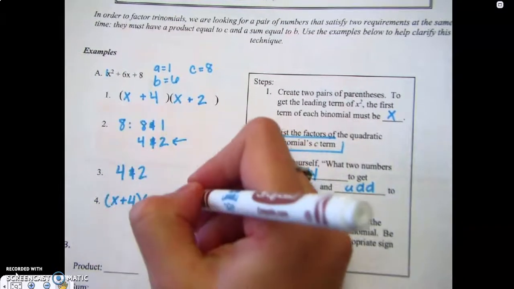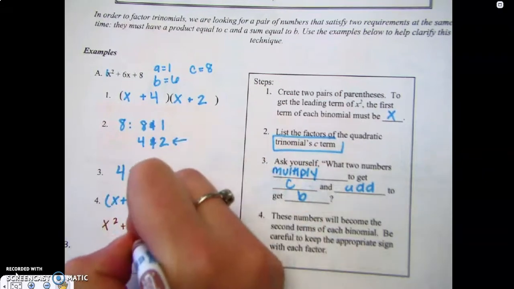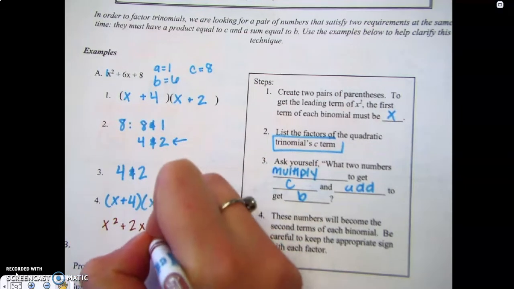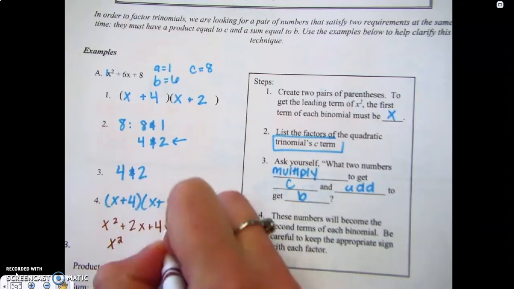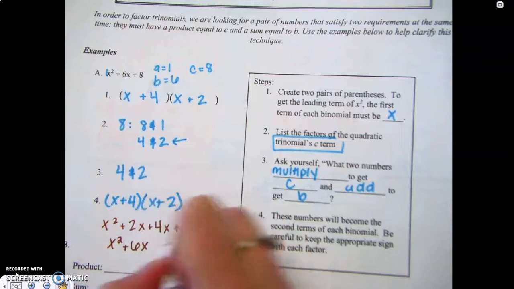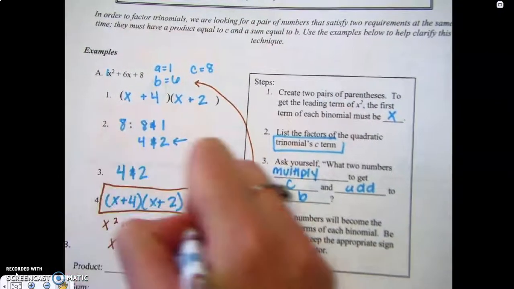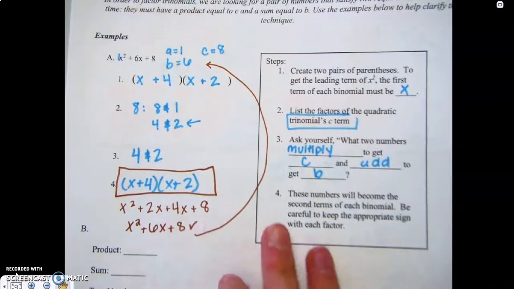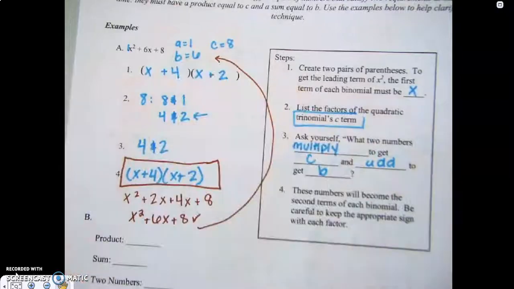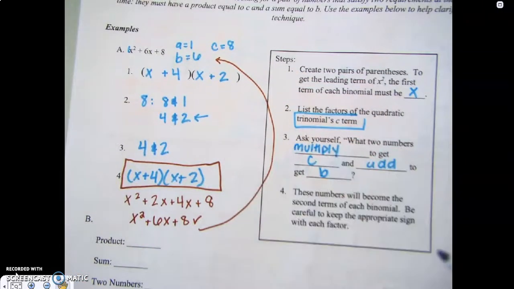So I can just go backwards and distribute these. x times x is x squared. x times 2 is 2x. 4 times x is 4x. And 4 times 2 is 8. So if I simplify that, I get x squared plus, 2 plus 4 is 6, plus 8, which is exactly what I started with up there. So I know that this is right. So this is my answer. Those are the product of 2 binomials that multiply to be what I started with. So really, factoring is like reverse distribution, and sometimes you'll hear that being referenced.